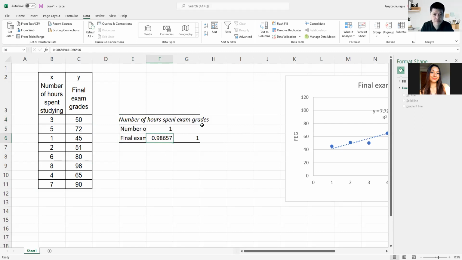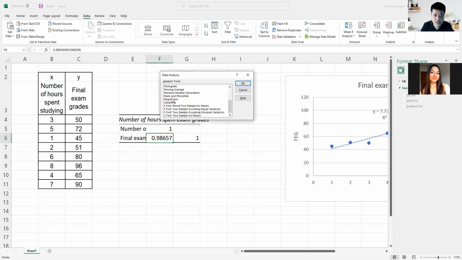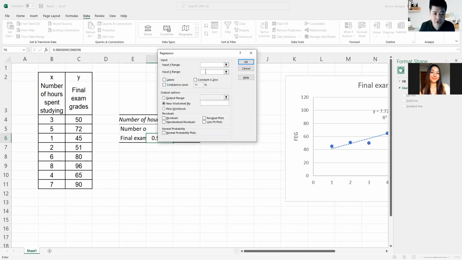Okay? Or you can just go to Data Analysis and then go to Regression. So you can get here regression. Okay. So regression lang, you have to identify your X at Y. For your Y, we have the final exam grades. For the X, you can have this one. Medyo binibilis ako ng konti pero you can just go back to the recordings. Check the labels, kasi sinama natin yung labels sa pag-highlight.